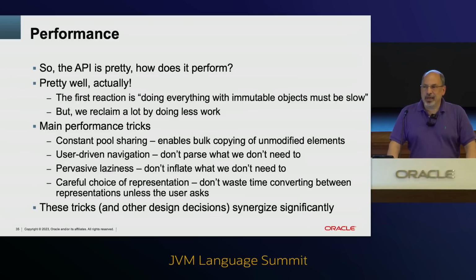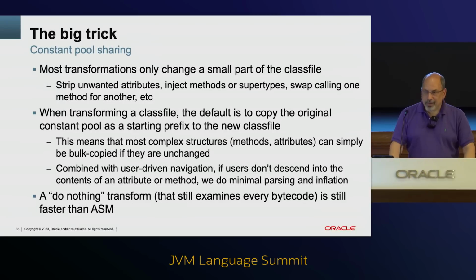And well, we do create a lot of objects, but we make up for it by doing a lot less work elsewhere. And overall, this trade-off works pretty well. So we have a couple of performance tricks I'm going to go through that eliminate a lot of work that we otherwise would have had to do, that basically pays for the big cost of using an object for everything. So the biggest trick is what we call constant pool sharing.